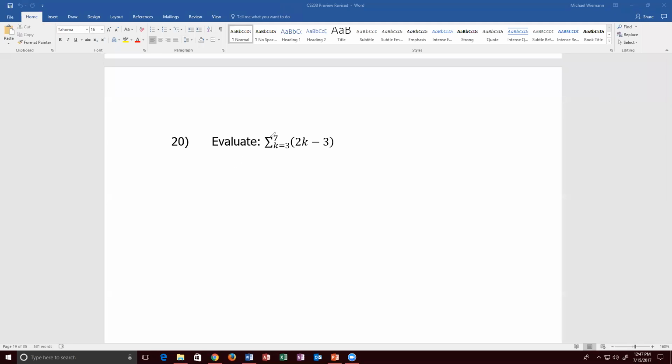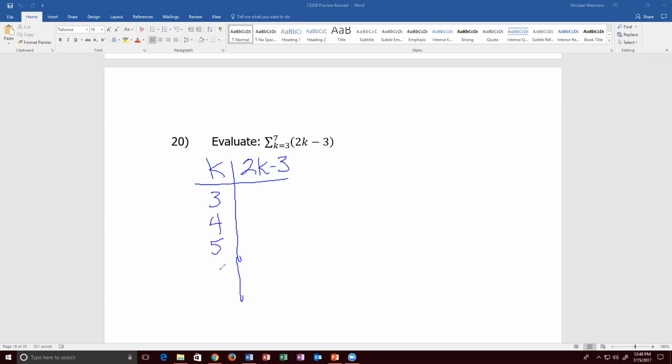Let's look at problem number 20. He asks us to do the sigma, or the summation, from k equals 3 to 7 of 2k minus 3. So I'm going to go ahead and set up a handy-dandy little chart here of k and 2k minus 3. What can k take values from? It starts at 3 and can go all the way up to the upper bound of 7.